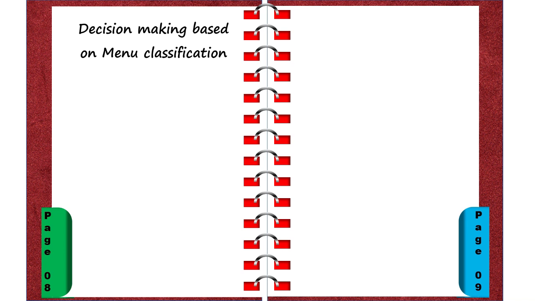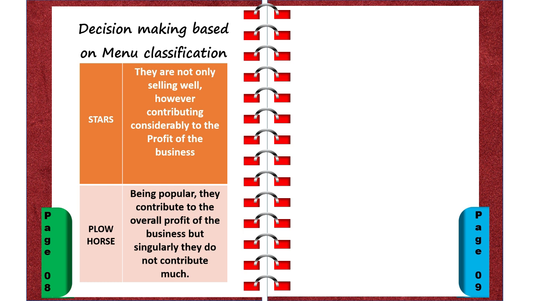Today, basically, we are going to discuss decision making and how it is based on the menu classifications. We all know in our last session we discussed that there are different categories of menu. One is the star. They are not only selling well, but also contributing considerably to the profit of the business. That category is known as star.